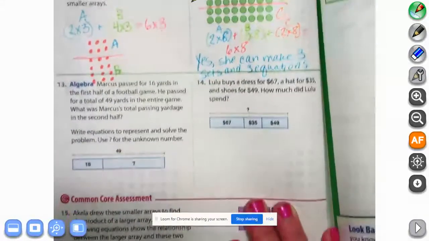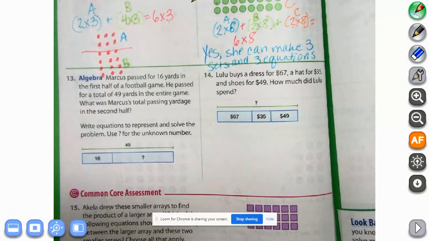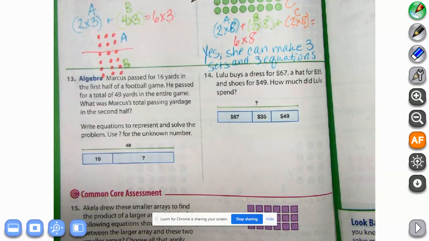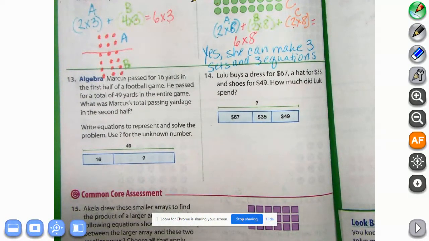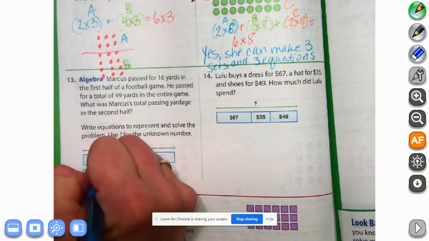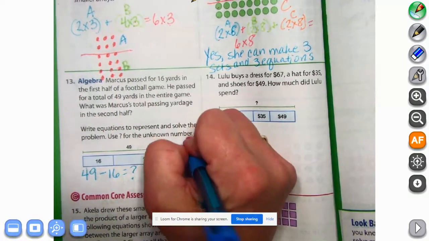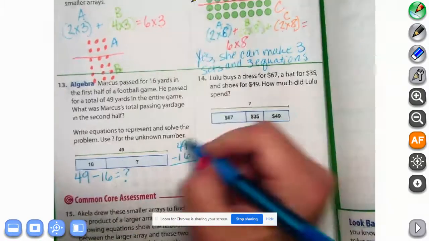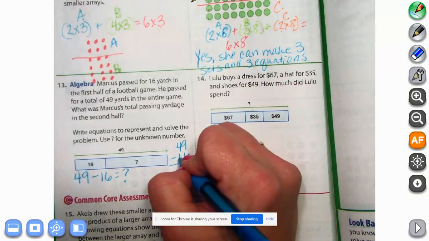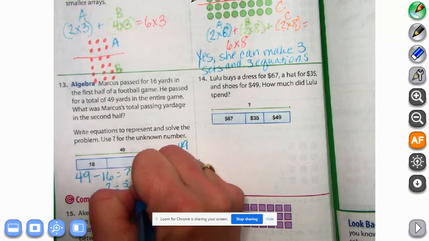All right, let's go to 13. Marcus passed for 16 yards in the first half of a football game. He passed for a total of 49 yards in the entire game. What was Marcus's total passing yardage in the second half? Write equations to represent and solve the problem. Use a question mark for the unknown number. 49 minus 16 equals question mark. Okay, I like to stack it in case I need to borrow. 9 minus 6 is 3. 4 minus 1 is 3. So the question mark equals 33 yards.